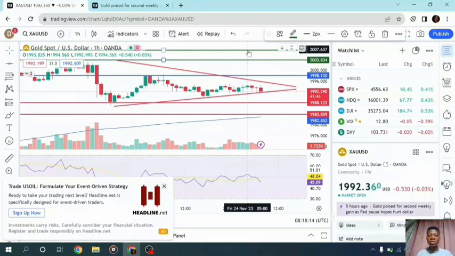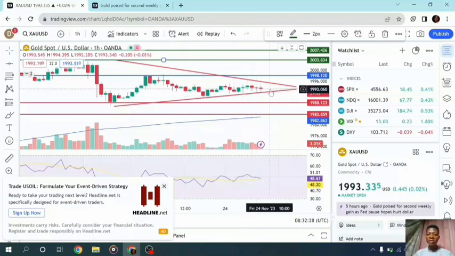Then you can follow the market. It's always advisable that you follow the trend of the market. Monitor your market, and risk management is also important. Set your take profit and stop loss. It's important that you set your take profit and stop loss. So that's all for now.